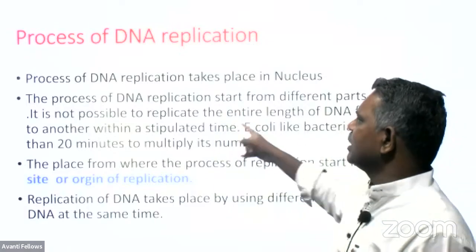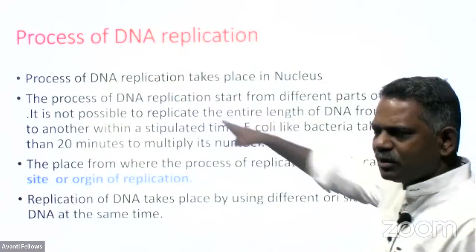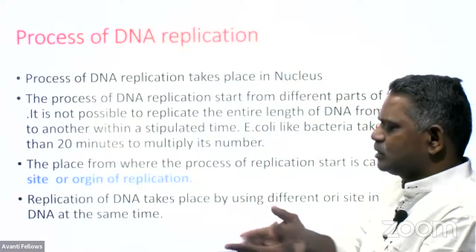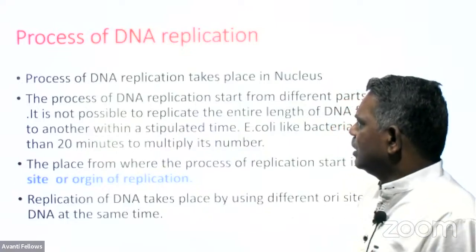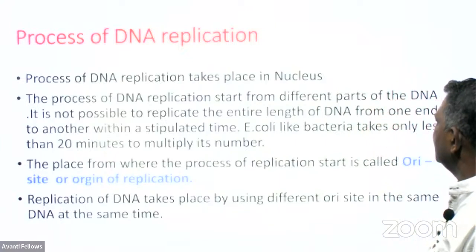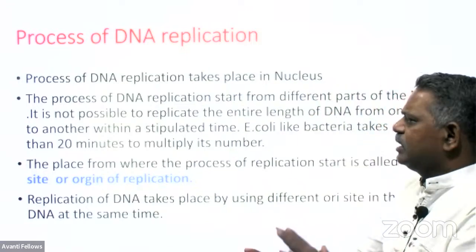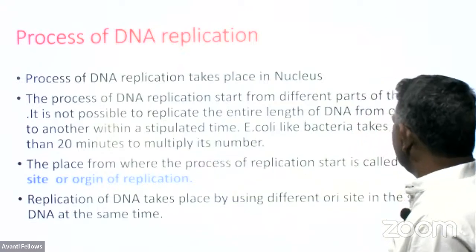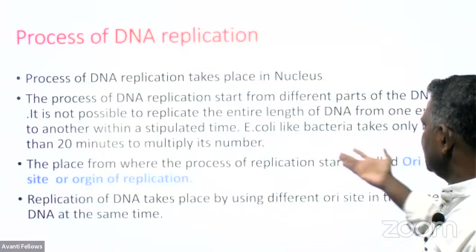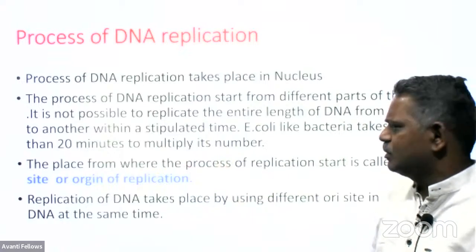The process of DNA replication starts from different parts of the DNA. DNA is very elongated, and it is not possible to replicate the entire length of DNA starting from one end to another end. It takes a lot of time to complete the replication of the entire length of the DNA. That is why DNA replication starts from different parts of the DNA, and it is not possible to replicate the entire length from one end to another within a stipulated time. So E. coli-like bacteria take less than 20 minutes to multiply the total number of chromosomes, because it is so quick and very speedy.